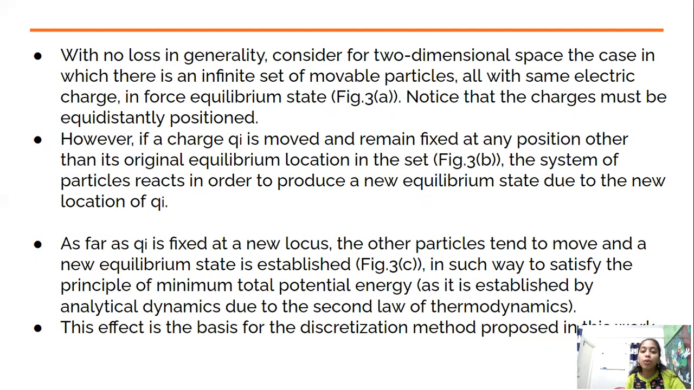However, if a charge Qi is moved and remains fixed at any position other than its original equilibrium location in the set, the system of particles reacts in order to produce a new equilibrium state due to the new location of Qi. As long as Qi is fixed at the new locus, the other particles tend to move and a new equilibrium state is established in such a way to satisfy the principle of minimum total potential energy, as it is established by the analytical dynamics due to the second law of thermodynamics. This effect is the basis for the discretization method proposed in this work.